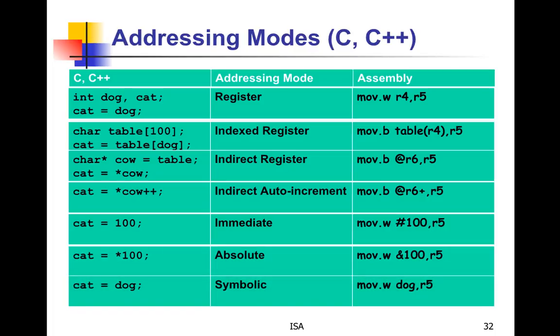And lastly, we have symbolic, cat equals dog, and we can do that with assembly, mov.w dog, R5. And that works when you've assigned dog using a .equate assembler directive.